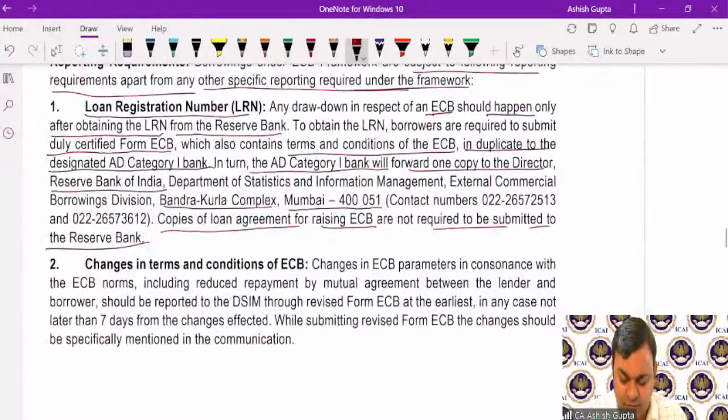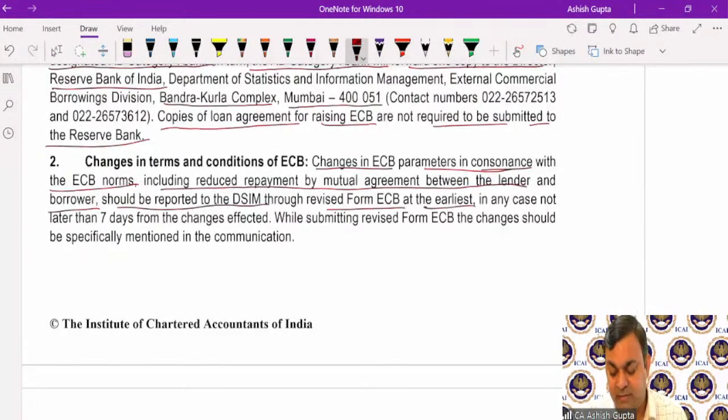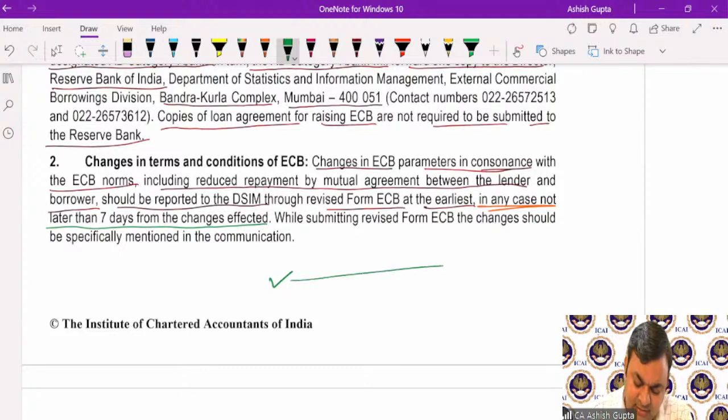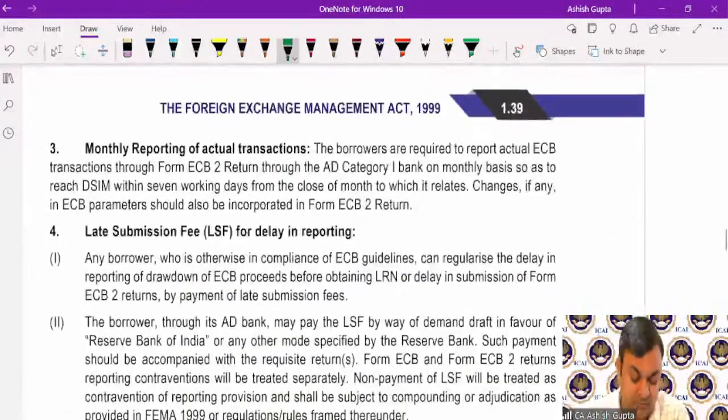Change in terms and conditions of ECB. Changes in ECB parameters in consonance with the ECB norms, including reduced repayment by mutual agreement between the lender and borrower, should be reported to DSIM through revised form ECB at the earliest. Means whatever changes you are doing, you need to intimate. In any case, not later than 7 days from the changes effected, right? Means you can do the changes, and accordingly within 7 days you can intimate to the authority. While submitting the revised form ECB, the changes should be specifically mentioned in the communication. You need to mention that we changed the rate of interest, or we changed the minimum maturity period to more than that amount.